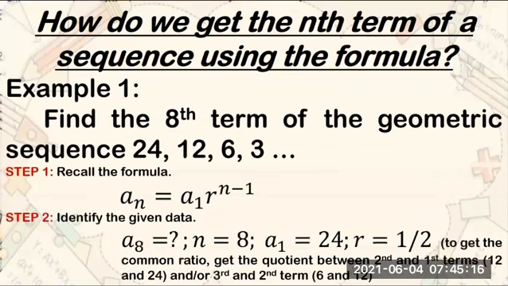So how do we find the common ratio of the given geometric sequence? I-divide lang natin yung first term at saka second term. So that will be 12 divided by 24. It will give us an answer of 1/2. So ibig sabihin, our common ratio is 1/2.